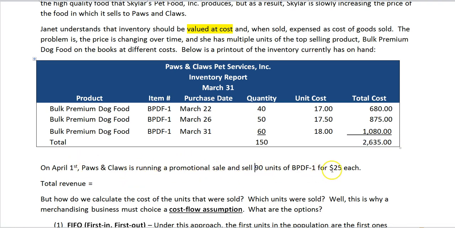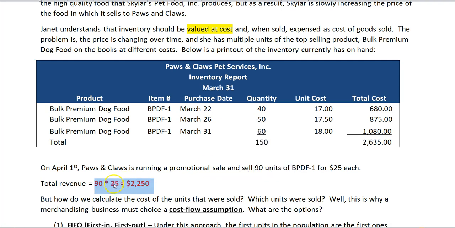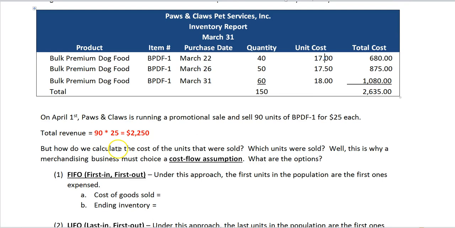On April 1st, they run a promotional sale. They sell 90 units of it for $25. If we multiply 90 times 25, we get the total revenue. So they earn total revenue of $2,250. Now the only problem for us is which ones do we expense? Do we expense the ones at 18, the ones at 17.50, the ones at 17, or some mixture? Well, the answer is it depends on what cost flow assumption we adopt.